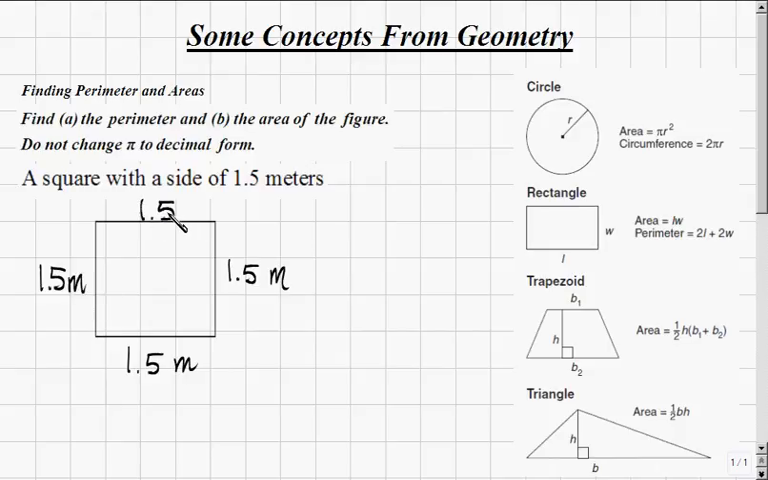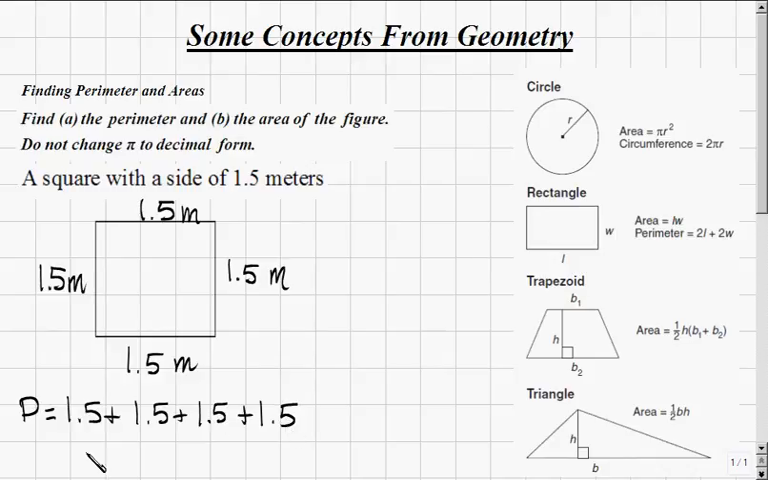Next, let's find the perimeter of this. The perimeter is where we're adding up all 4 sides. So the perimeter, which we'll label as P, will be 1.5 plus another 1.5 plus another 1.5 plus another 1.5.